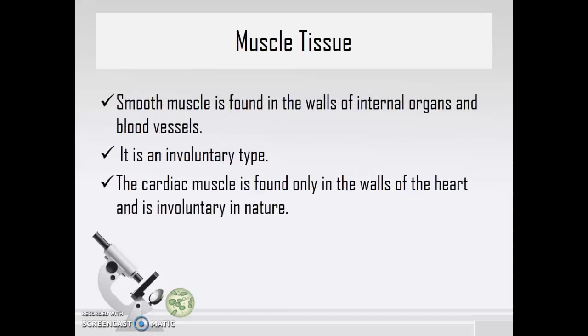Smooth muscles, you're going to find in the stomach and the intestine. So smooth muscle is found in the walls of internal organs and blood vessels. It is involuntary type. You just can't move it as per your will. And cardiac muscles you're going to find in the heart. Cardiac muscles are found only inside the heart, and they are involuntary in nature. You just can't stop moving them, or start moving them, as per your will. It's not possible because their movement is involuntary.